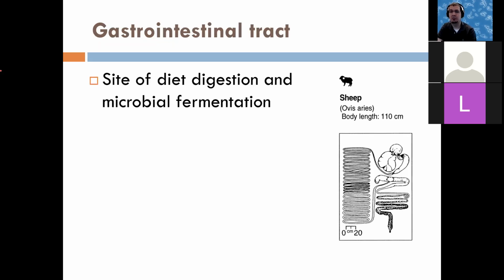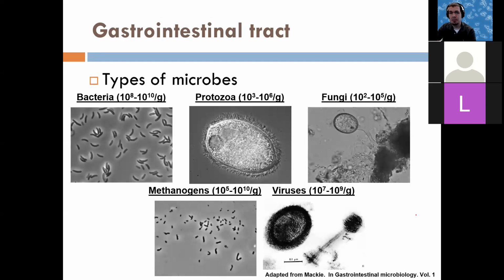Okay, so the gastrointestinal tract is the site of diet digestion and microbial fermentation. And we have a familiar example of the sheep here with the rumen. Just to briefly go over the kinds of microbes that you can find in the gastrointestinal tract, we have bacteria, protozoa, fungi, methanogens, and viruses. We'll talk about these next lecture. We're just talking about the habitat, the gastrointestinal habitat in which these microbes reside, for this lecture.